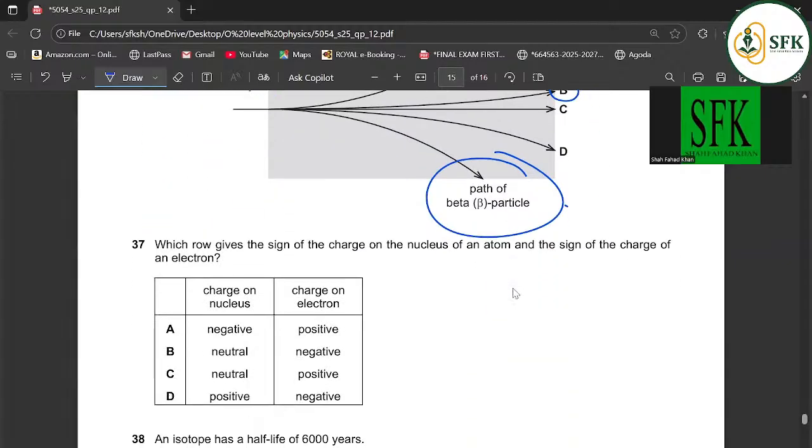Which row shows the sign of the charge on the nucleus of an atom and the sign of the charge on an electron? The sign of the charge on the nucleus is positive, and on the electron is negative, so D.